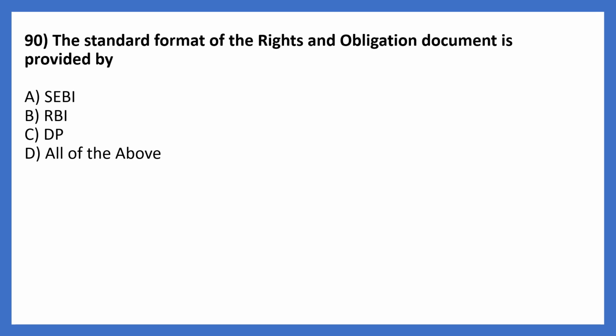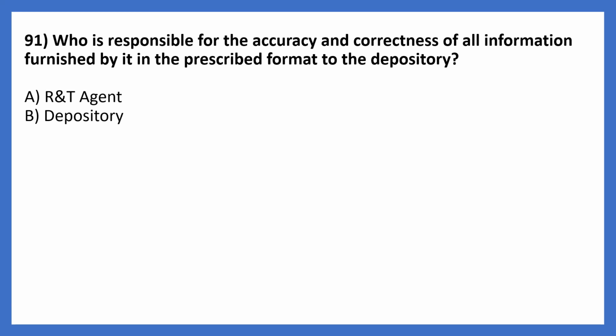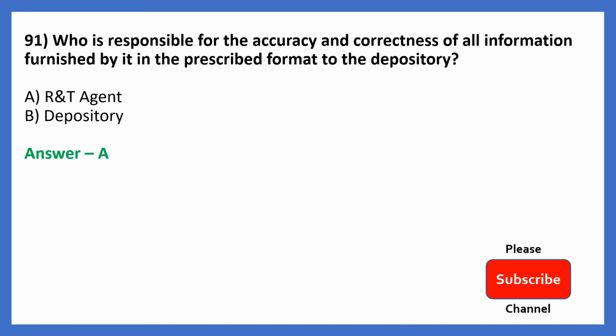The standard format of the rights and obligations document is provided by option A, SEBI, option B, RBI, option C, DP, and option D, all of the above. The correct answer is option A, SEBI. Who is responsible for the accuracy and correctness of all information furnished by it in the prescribed format to the depository? Option A, R&T agent. Option B, depository. The correct answer is option A, R&T agent.